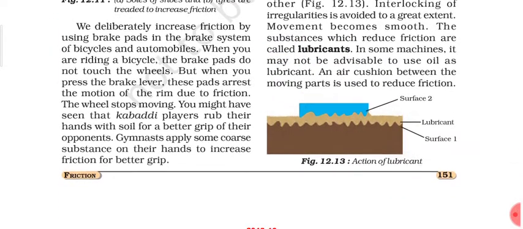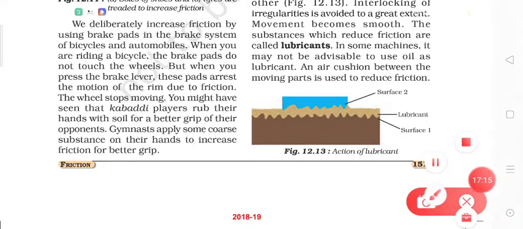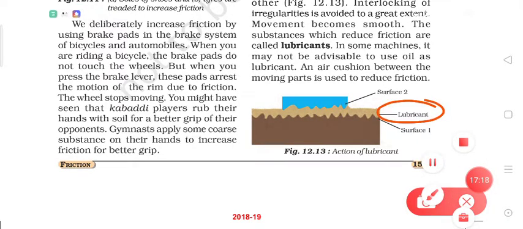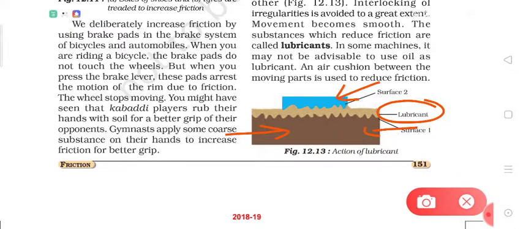Here you can see how the lubricants work. The materials which reduce friction are called lubricants. Suppose this is surface 1 and this is surface 2, and you want to decrease the friction. What you need to do is apply a little lubricant over it. So this light colored part is the lubricant. The lubricant will fill the irregularities like this, and the irregularities will not interlock with each other. In this way the lubricants will reduce the friction.